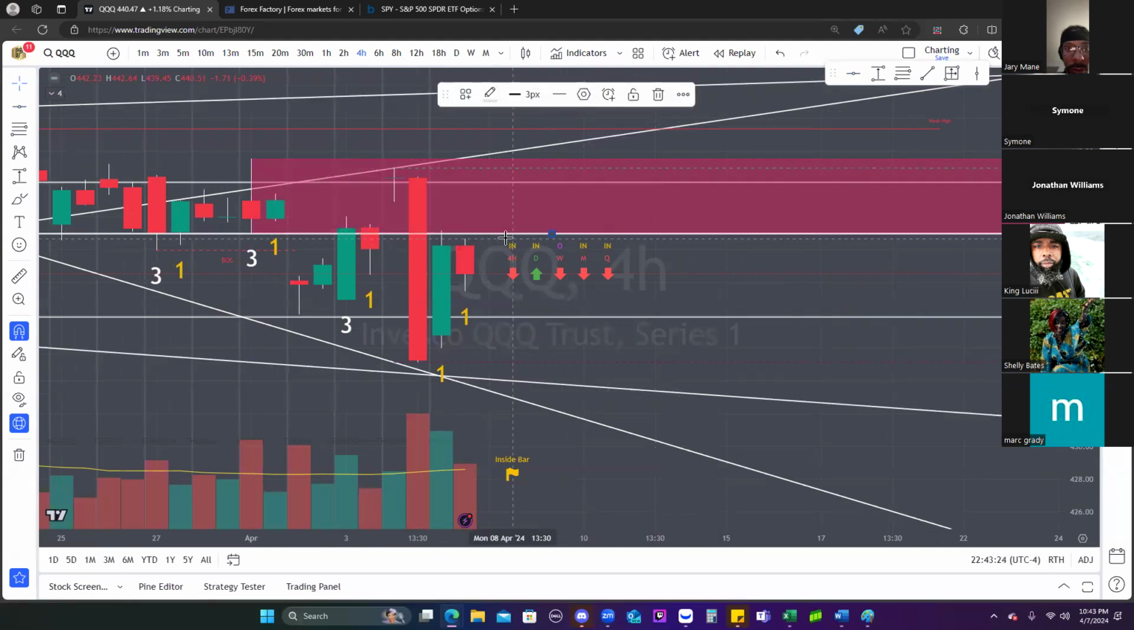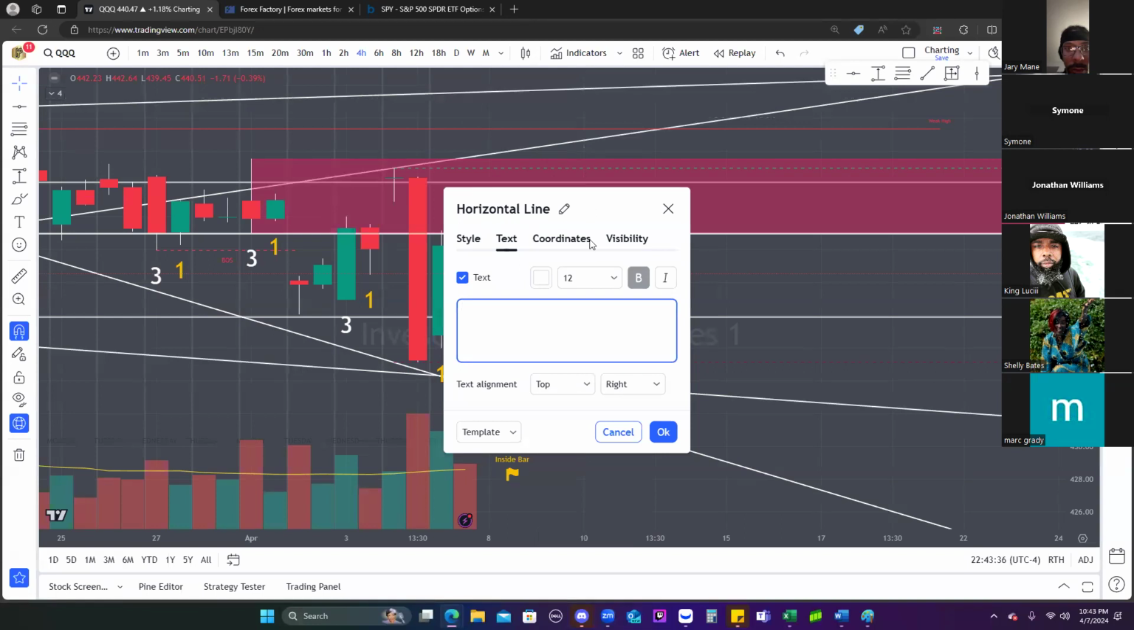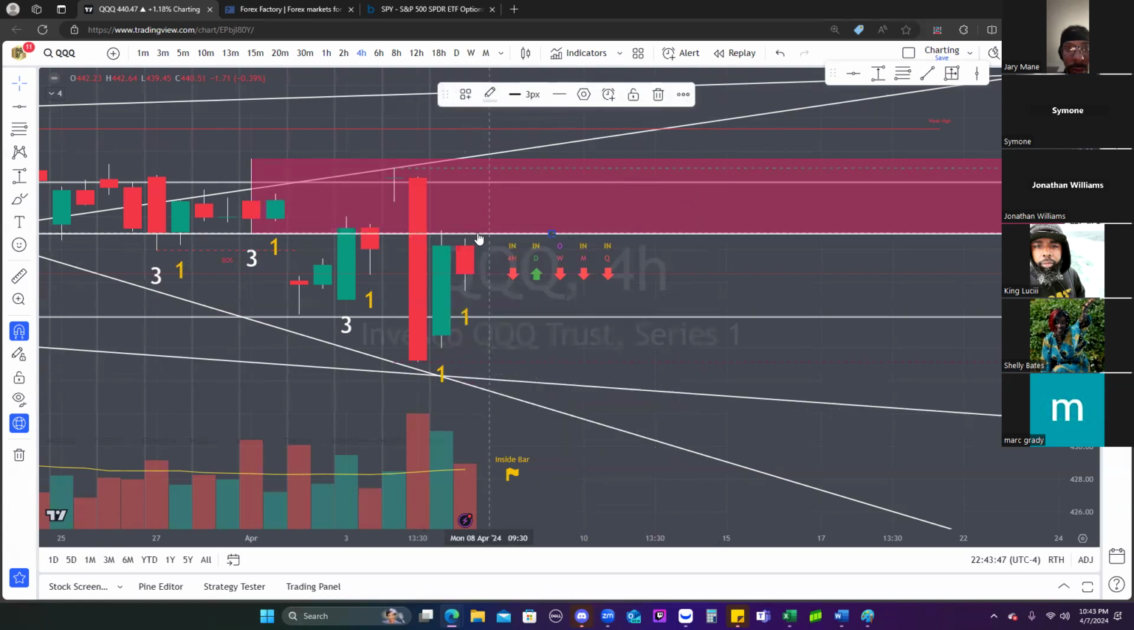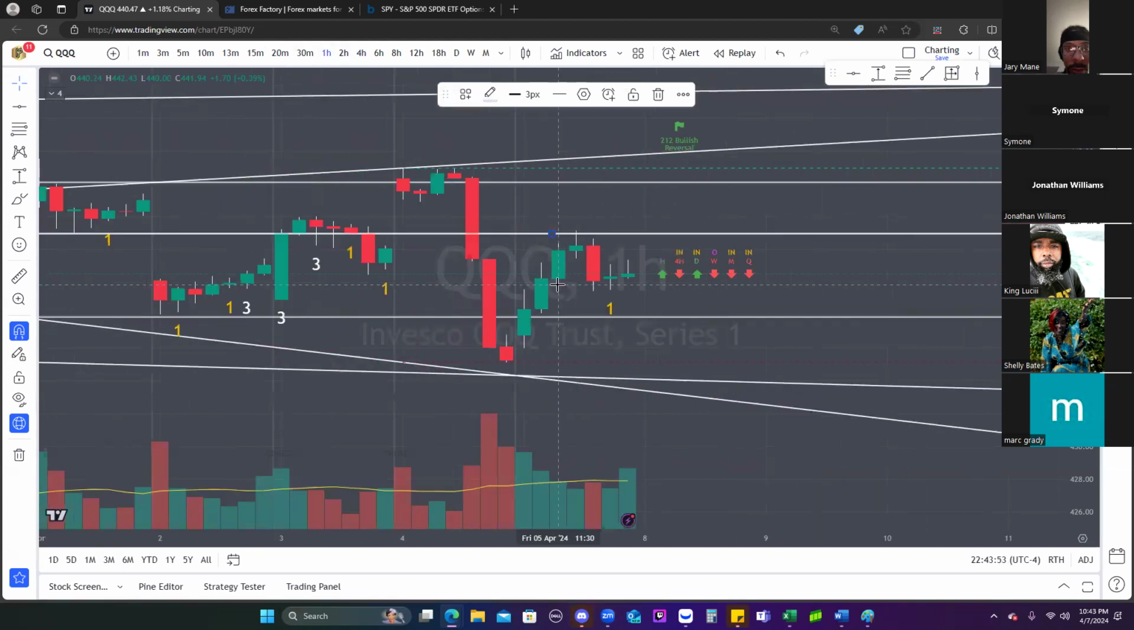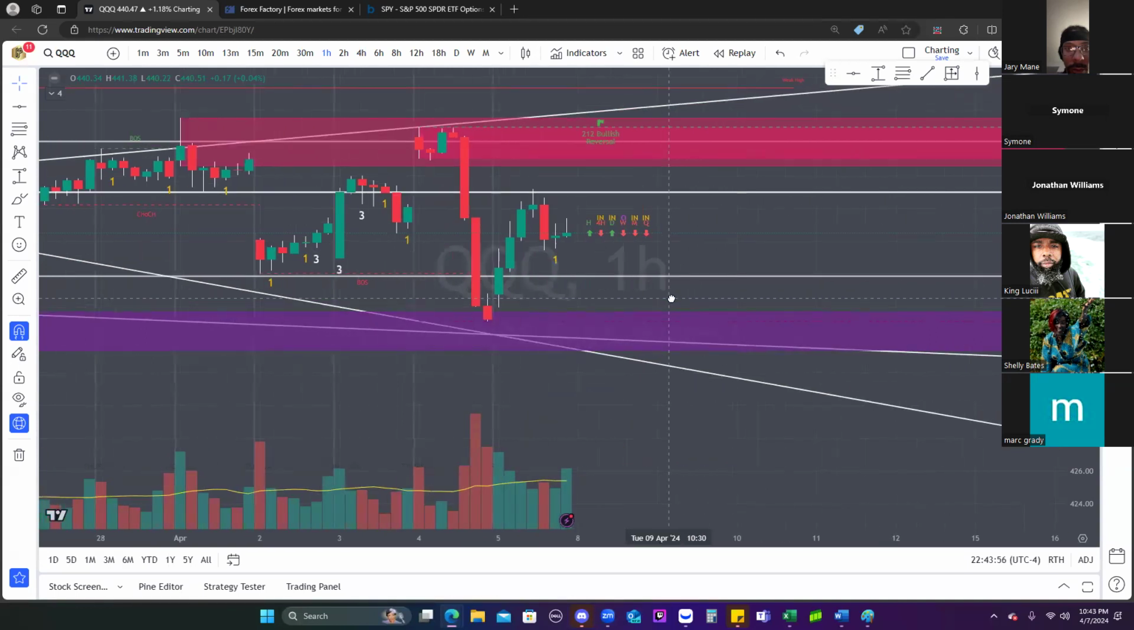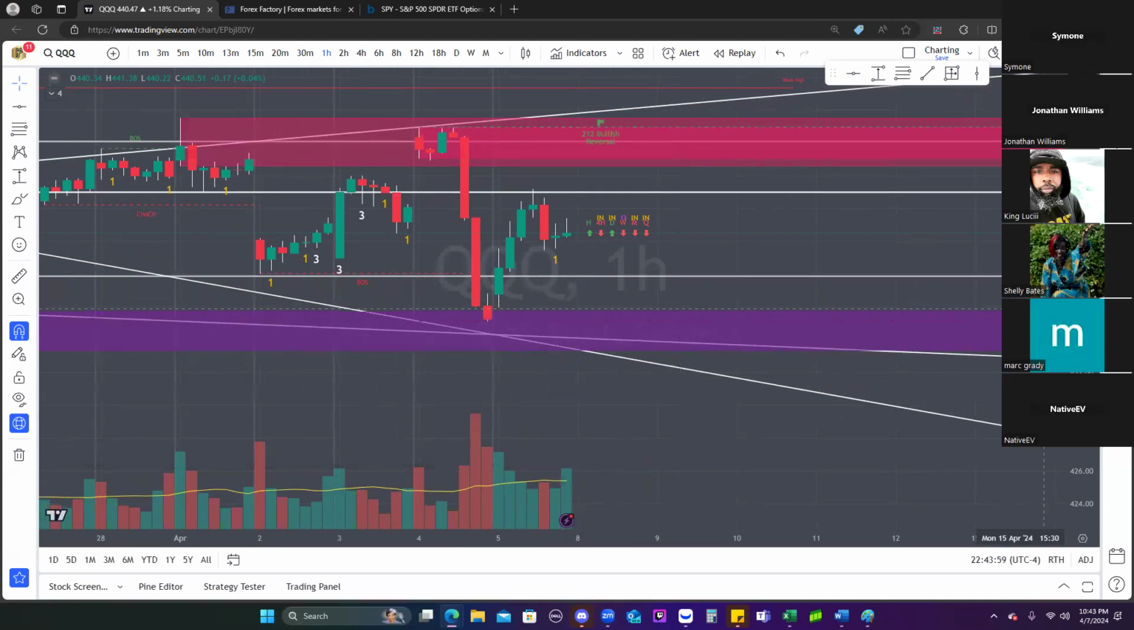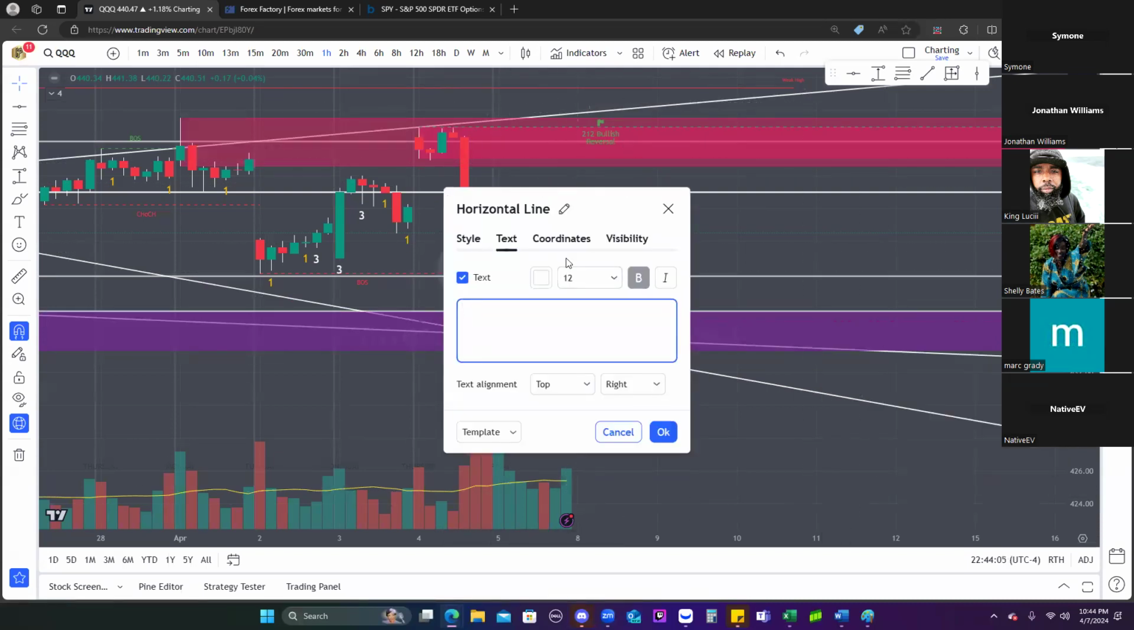And I might use this as my put entry, because you see we got that double 1, double inside. Who doesn't love 2 inside? So yeah, looking for a possible rejection off of this bearish order block. And then we'll see if we have anything on the smaller time frames that will propel us up. And boom, we have it right here. A bullish order block. So this is going to be my support level, and up there is going to be my resistance.